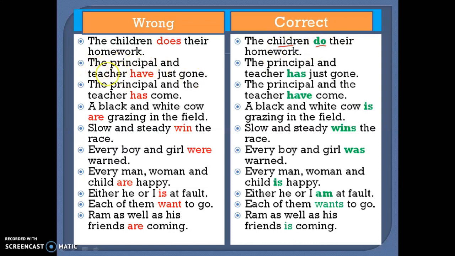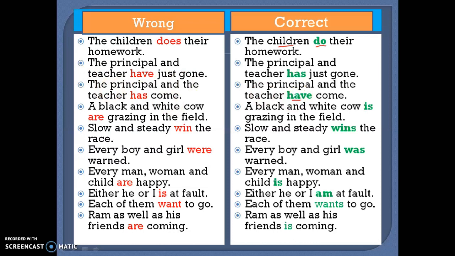The principal and teacher have just gone. And the correct sentence is, the principal and teacher has just gone, because we are talking about the principal who is also a teacher. We are not talking about two different persons. We are talking about a single person who is a principal. That's why we have used a singular verb. Third sentence, the principal and the teacher has come. Now we should use a plural verb. The principal and the teacher have come.